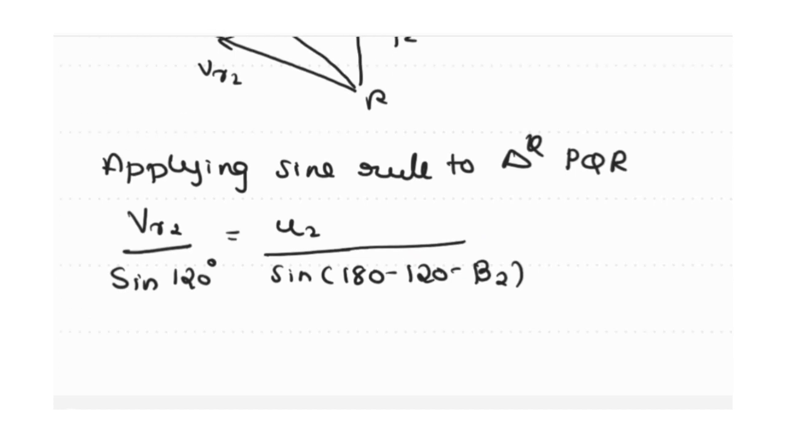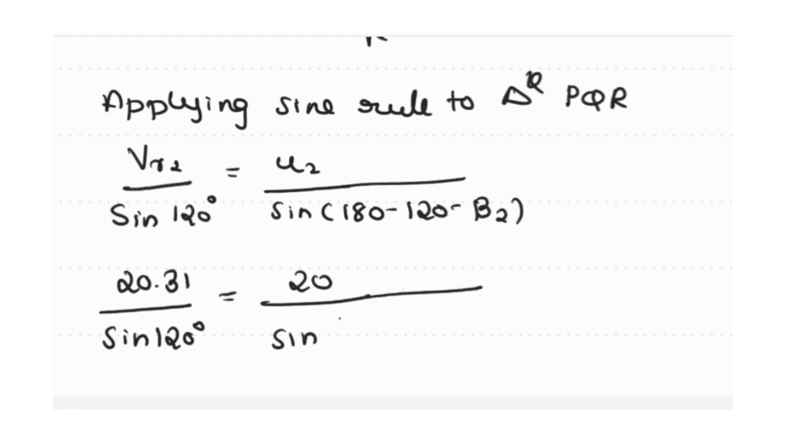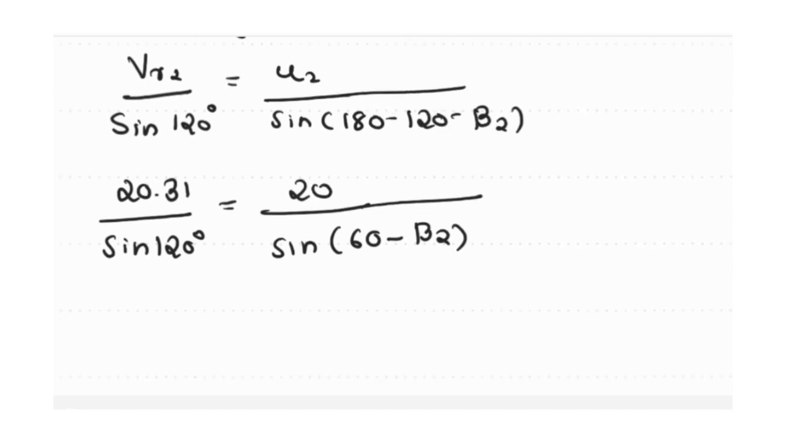We'll substitute the value, VR1 is equal to VR2, so that is 20.31 divided by sine of 120 degree. U2 is equal to U1 is equal to 20 divided by sine of 180 minus 120, that is 60 minus beta 2. So you should solve it. Let beta 2 be equal to 1.48 degree. So with this we have calculated the vane angle at outlet.